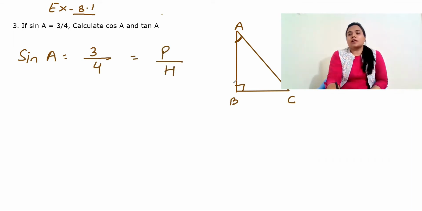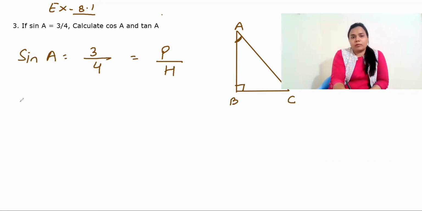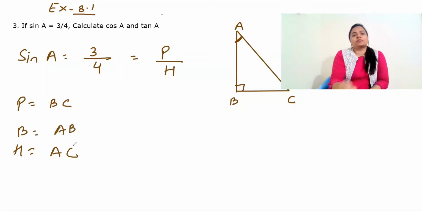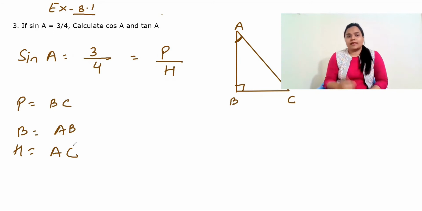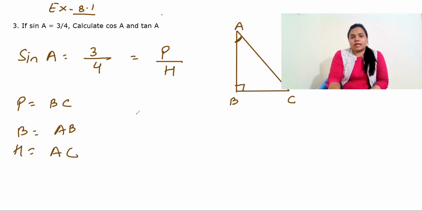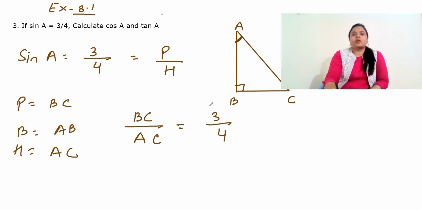Let us find what is P, what is B, and what is H. So if this is the acute angle, our P will be the opposite side, that is the BC, and our base will be the side attached to the angle, that is AB, and hypotenuse is always the side opposite to the 90 degree. So these are our sides. It means what? P by H, that is BC upon AC is equal to 3 by 4.